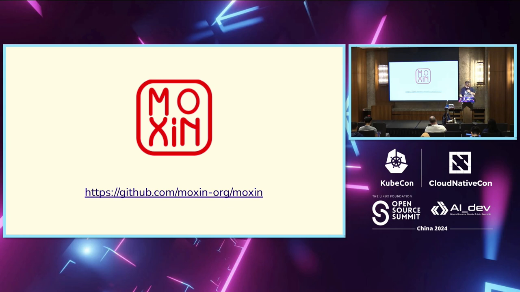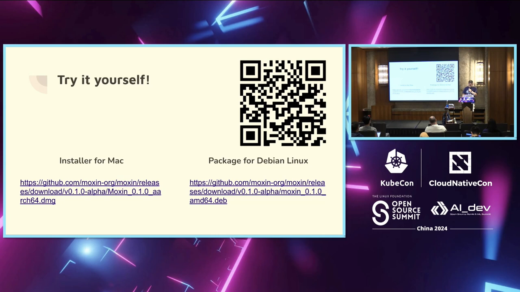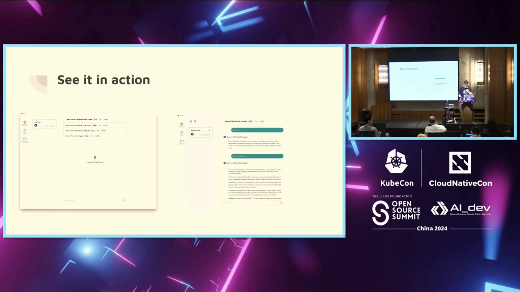The result of this is an application called Moxin, and it has reached the alpha release. It's all open source, all on GitHub. You can install it for Mac, you can install it for Linux, and if you go to the repository, you can also install it for Windows. I don't think I really have time to demonstrate this, but the user interface gives you a list of models you can choose from. When you choose a model, it gives you a chatbot interface, and you can interact with the model. You can even switch to a different model in the middle of the chat.